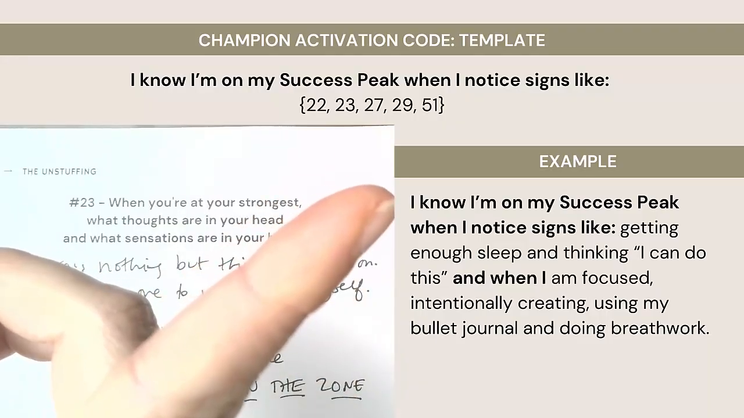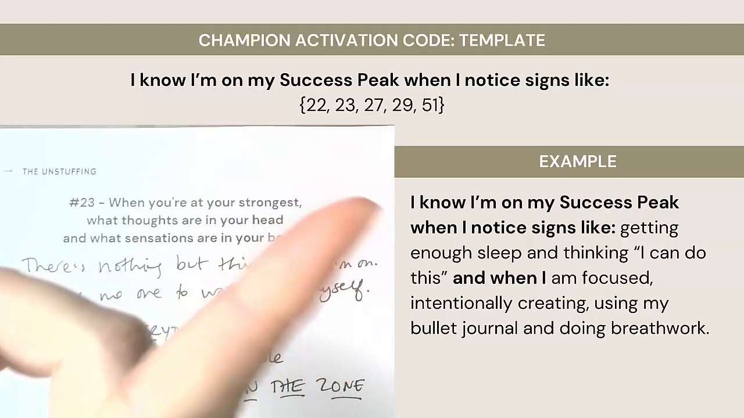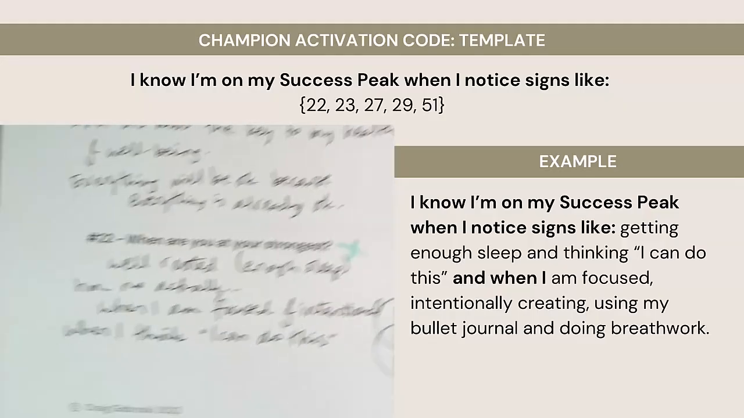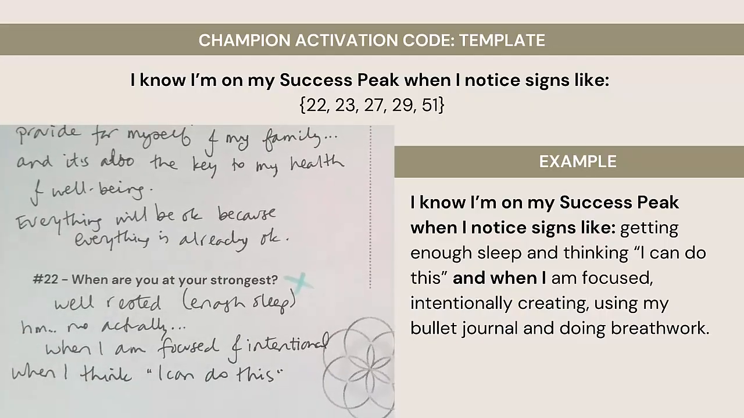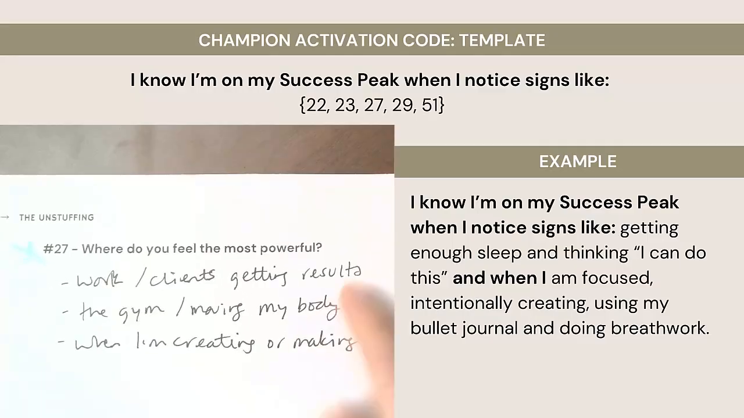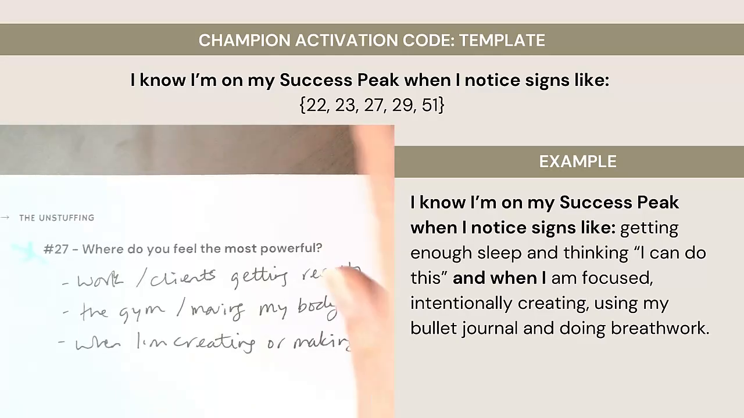I know I'm on my success peak when I notice signs like getting enough sleep and thinking I can do this. That has a direct tie to something that I wrote here in number 22, just as an example. In number 27, we're reviewing what makes you feel the most powerful. Now from here, I just took out creating. That was the only word that I took out of this one on 27, just because that was the only one that really spoke to me.